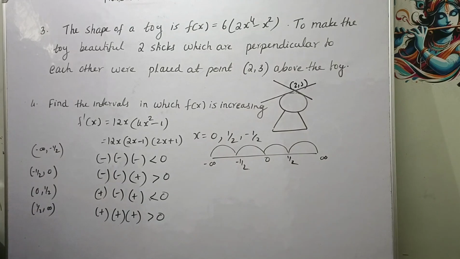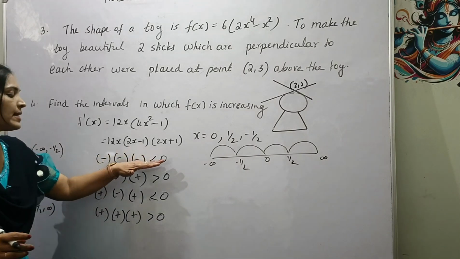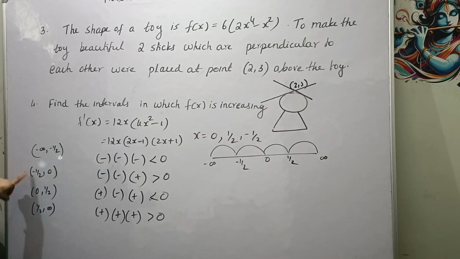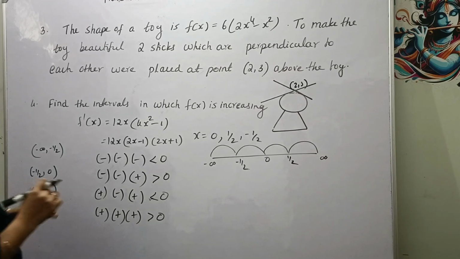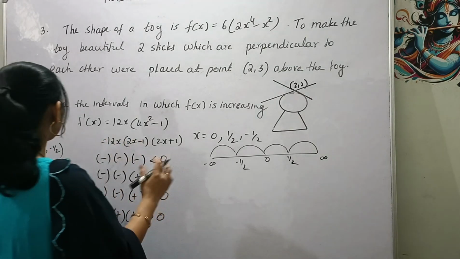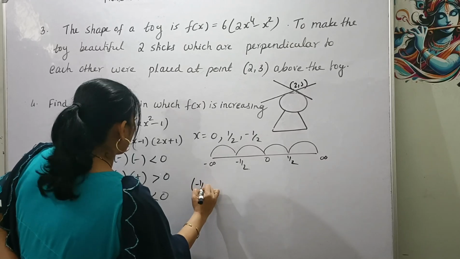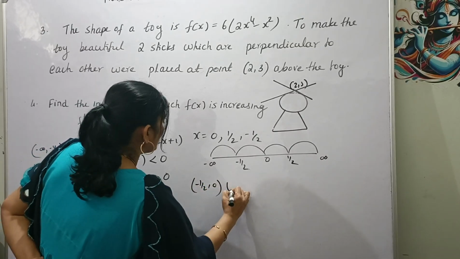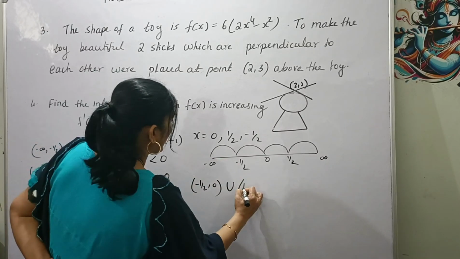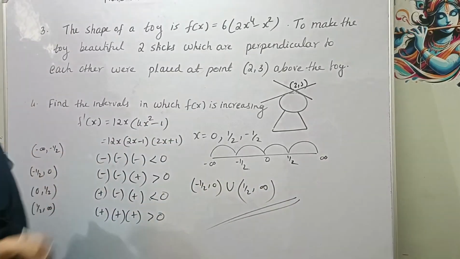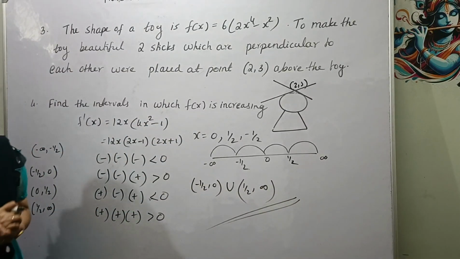So here f dash of x is greater than 0 when x belongs to minus 1 by 2 to 0 and 1 by 2 to infinity. Right? So we can write the interval as minus 1 by 2 to 0 union 1 by 2 to infinity. In this interval, f of x is increasing.